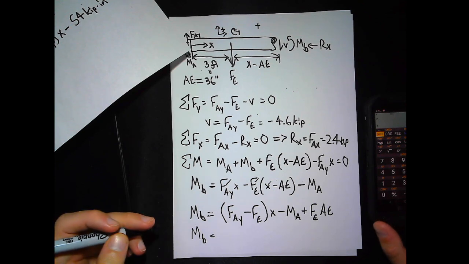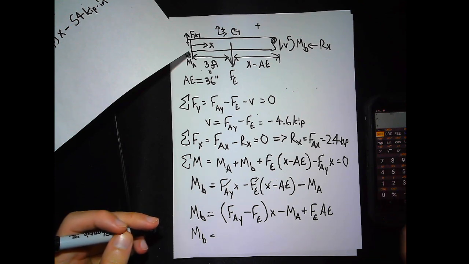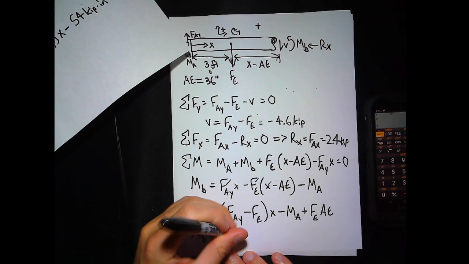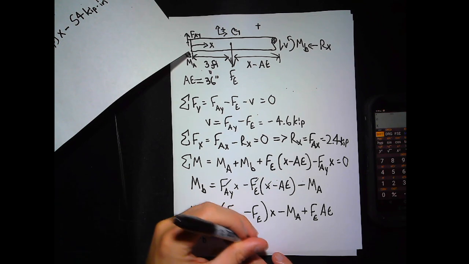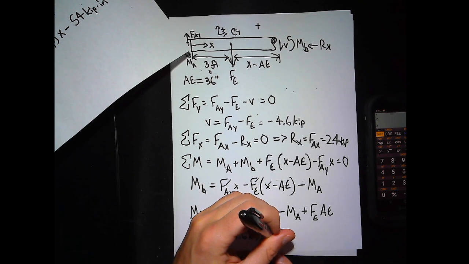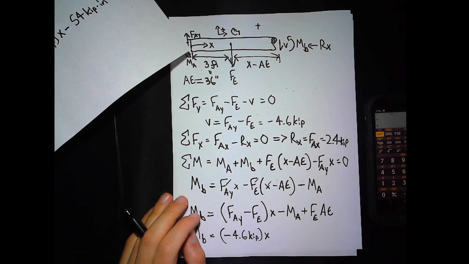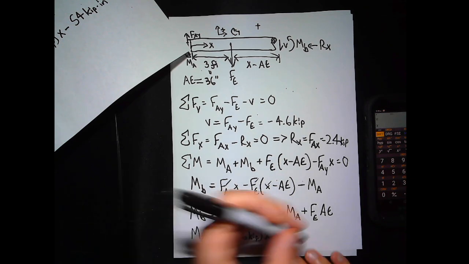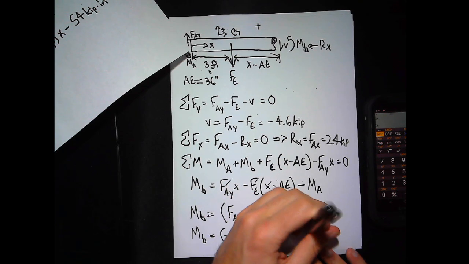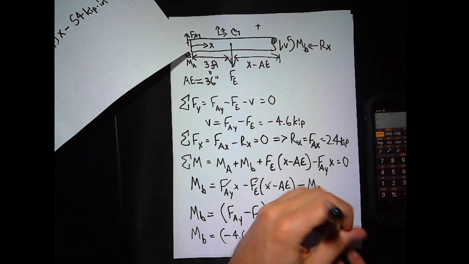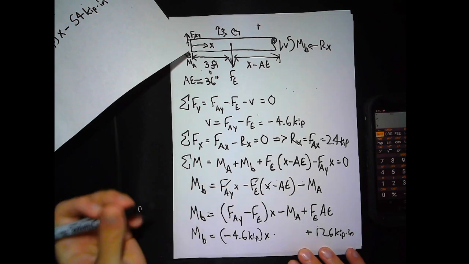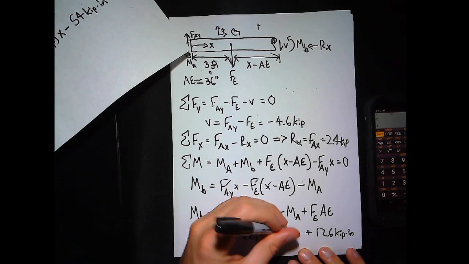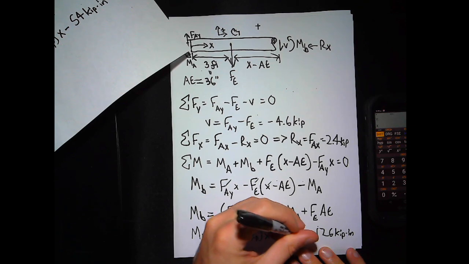So F_AY is negative 1.1 kips. F_E is 3.5, so subtract those, and I get negative 4.6 kip times X. And F_E, again, is 3.5. A is 3 feet or 36 inches. So that's 126 kip inches. We said that M_A is 54 kip inches.